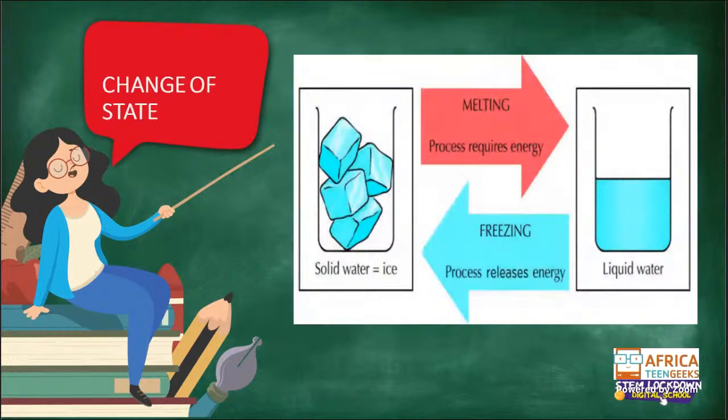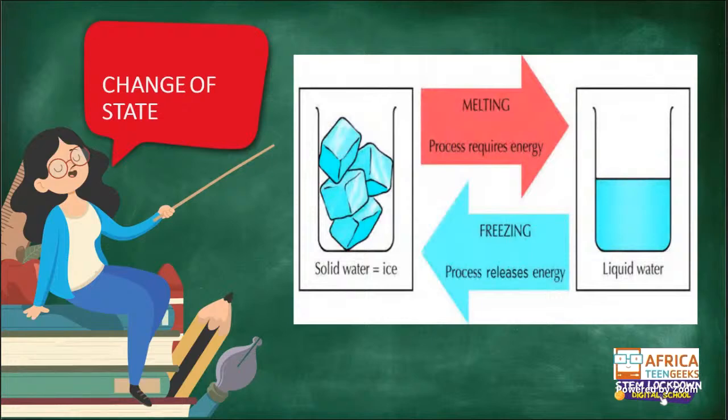We are continuing to consolidate with this picture also. Now I have a beaker here, and inside the beaker I have what? Solid water that is equal to ice. Now what happens? What happens if the ice is going to change to liquid? Then it means it's going to what? Melt. Now melting is a what?